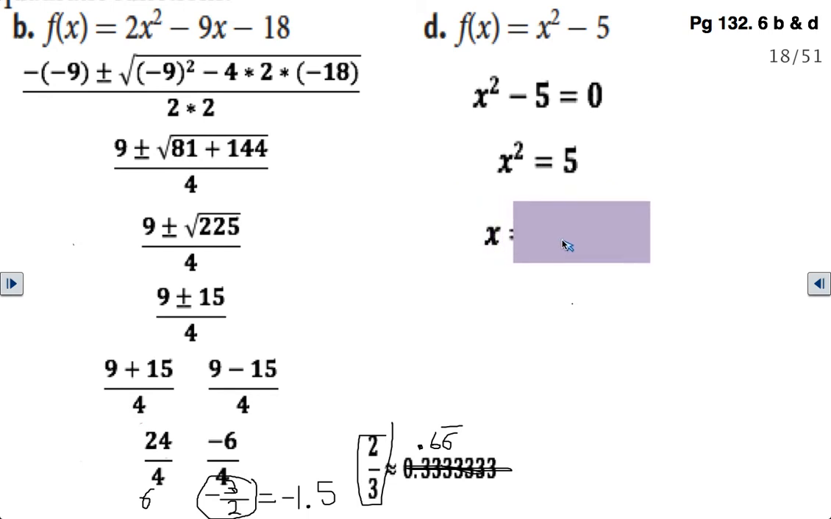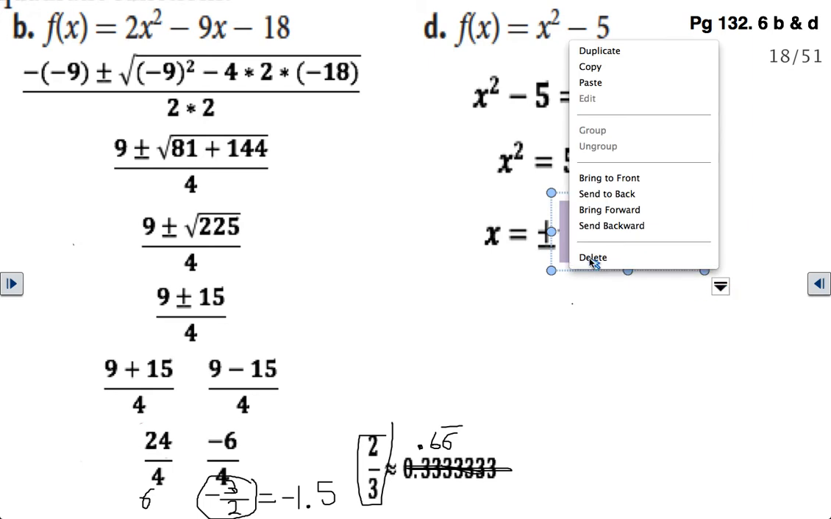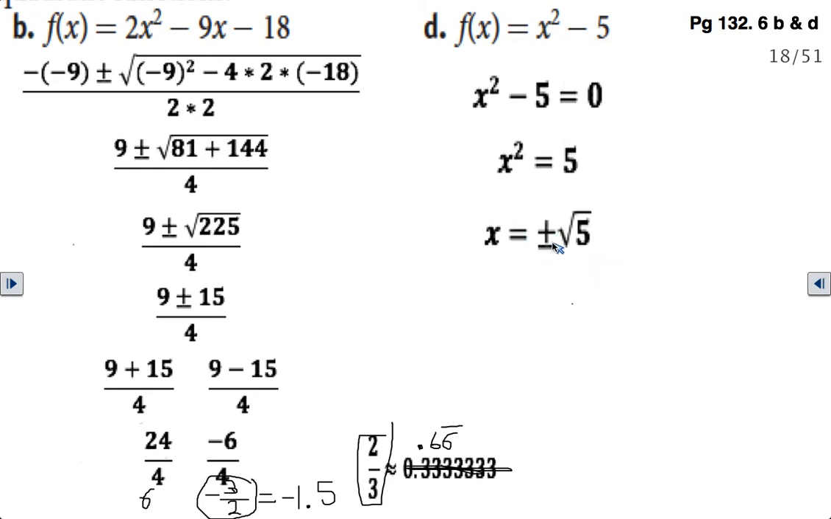Anytime you square root something, you always have a plus and a negative value. In this case, the answer would be positive or negative square root of 5. Notice if you plug the square root of 5 into your calculator, you'll get a whole bunch of decimals. In that case, do not give me a whole bunch of decimals. Just write your answer as positive square root of 5 and negative square root of 5. Over here your answers were 6 and negative 3 over 2, so those are your two solutions, and for D, those are your two solutions.